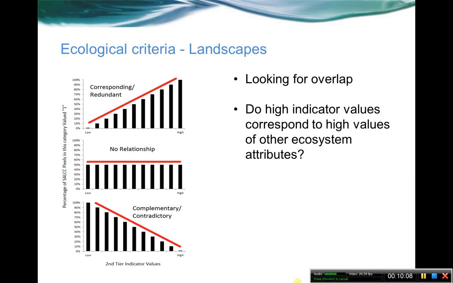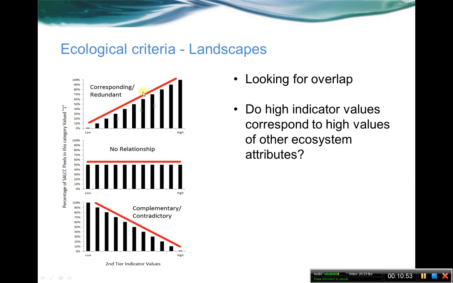For testing the ecological criteria, we're looking for overlap, and things like, do high indicator values correspond with high values of other ecosystem attributes? I'll send out separately the report that has all the methodology details and specific graphs for all the different things we tested for landscapes. But this is the general pattern we're looking at. We've got three graphs here, and up at the top, we've got your example of something that's corresponding. You can see this red line.